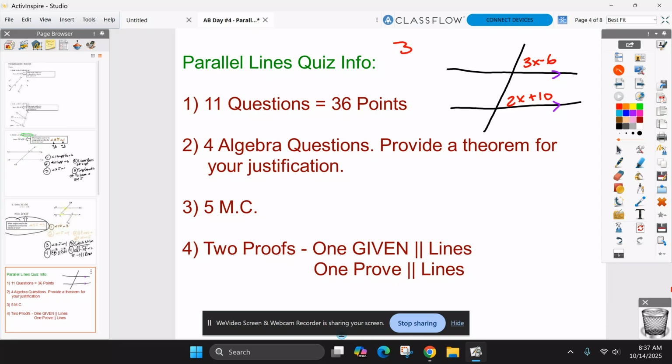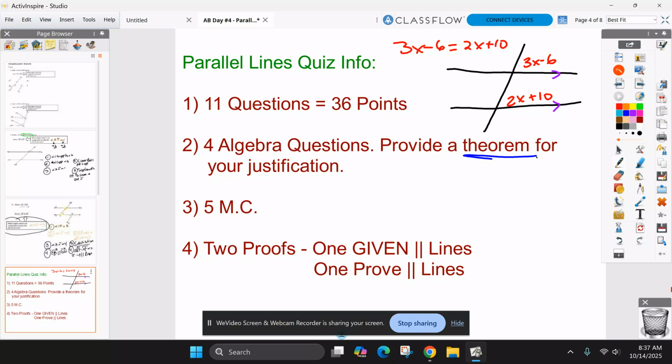So I need to set up that equation and solve for x. Okay, so there's going to be 4 of those on there. Also, take a look, you got to provide a theorem. So if you did this problem, parallel lines imply, what type of angles do I have up here? These are corresponding. So parallel lines imply corresponding angles congruent. So that's what I'd be looking for, a justification.